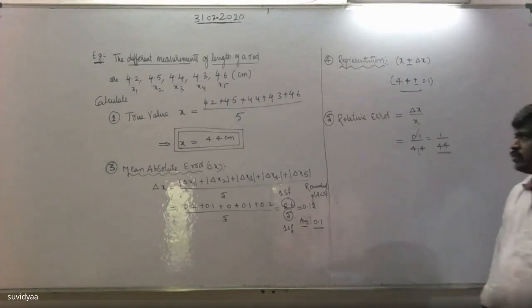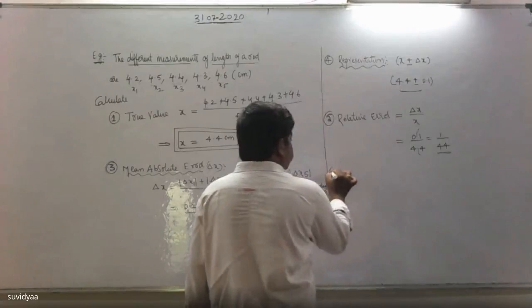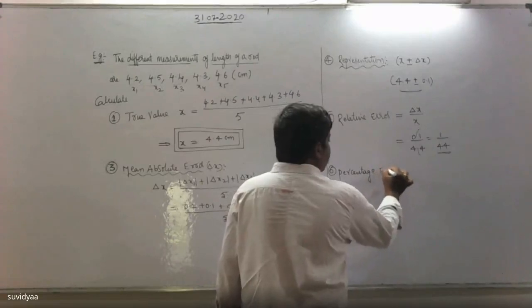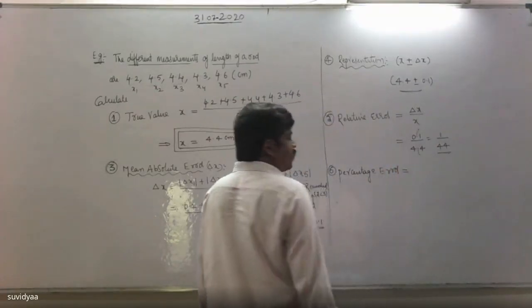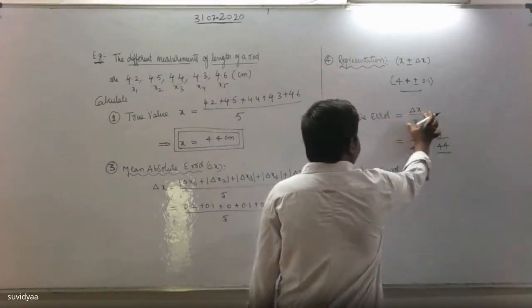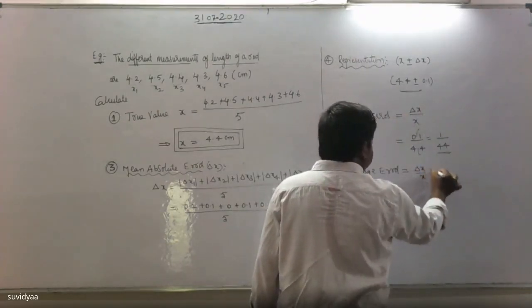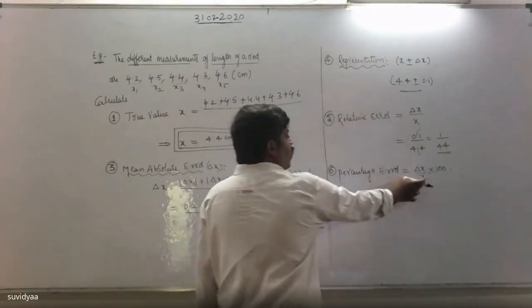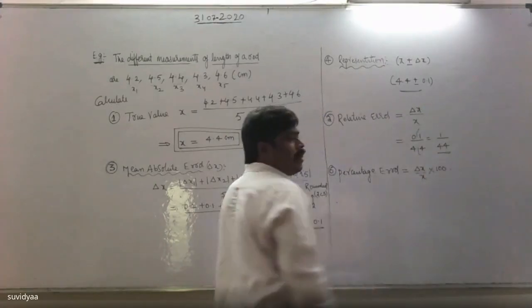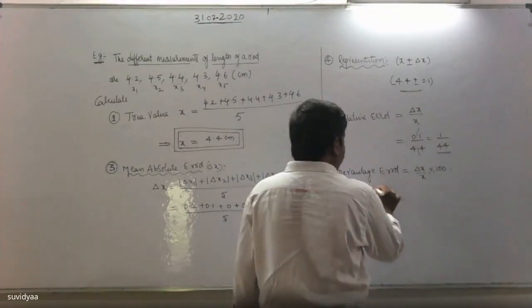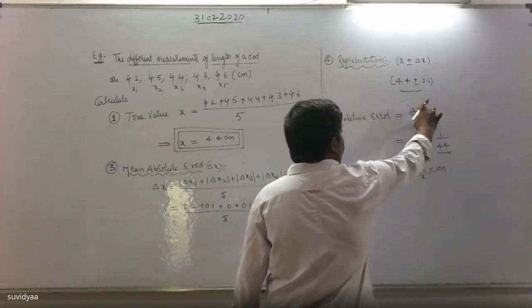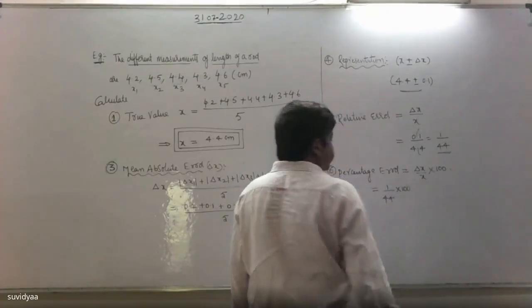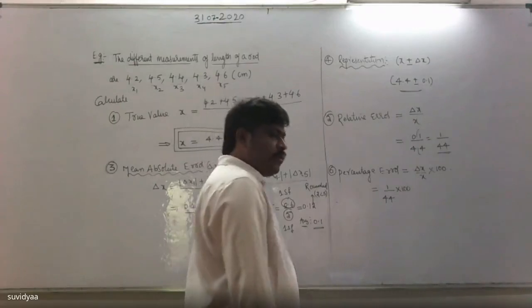Next, coming to the sixth question. The sixth question is percentage error. What is the formula for percentage error? Relative error, delta x by x, multiplied by 100. Just now I told you. Percentage error formula: relative error multiplied by 100. Now that is equal to delta x by x. How much did you get? 1 by 44 into 100. Understood? That is 100 by 44.